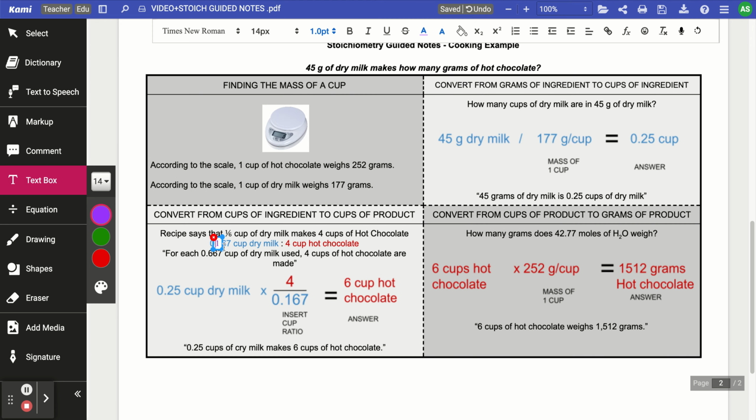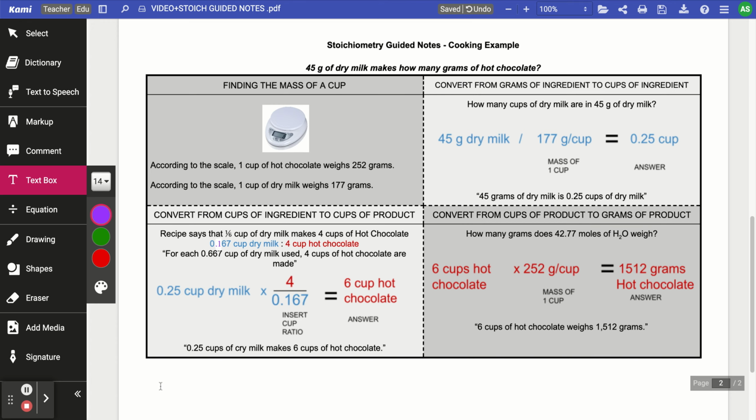That point sort of got lost. There we go. So we'll come back to that. But before I can do anything with my recipe, I have to know how many cups of dry milk I made. Okay, so let's start there.